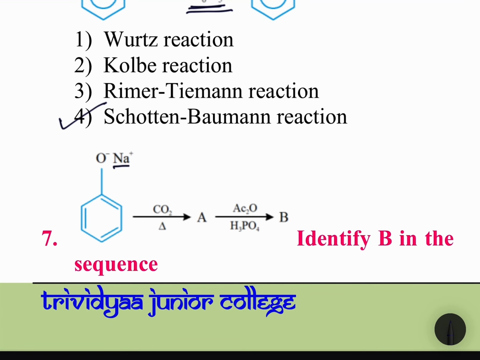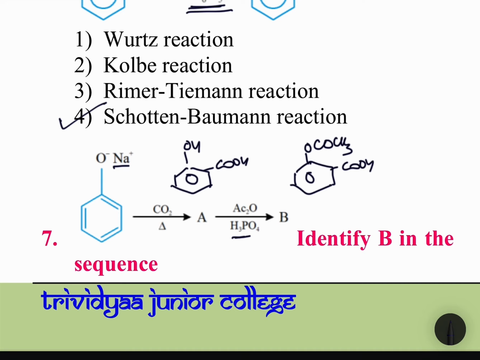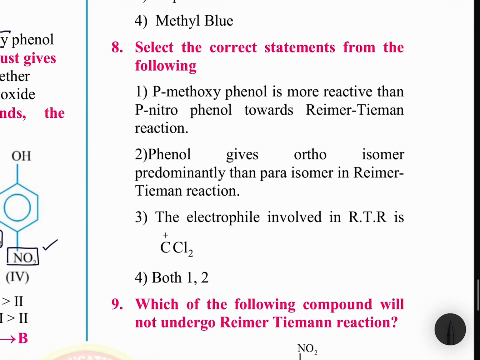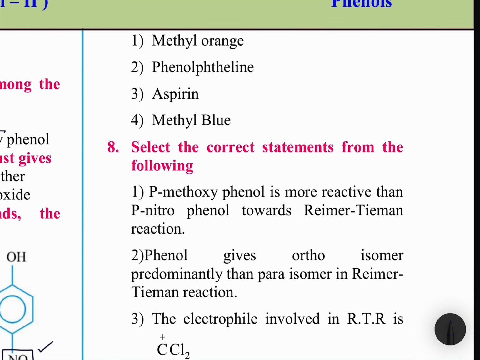Here ONa, CO2, when you are using the Kolbe reaction, you will get OH, COOH. Then acylation, you are going for aspirin preparation, OCOCH3, COOH. Identify B in the sequence. B is aspirin.